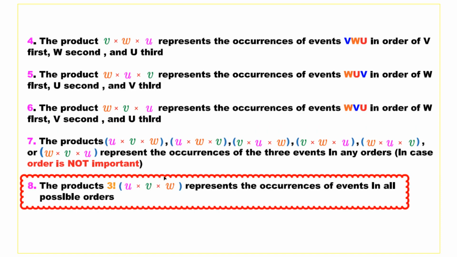And finally, the product 3 factorial times U times V times W represents the occurrences of these events in all possible orders. Why do we have 3 factorial here? Because we have 6 ways of organizing these events in 6 different orders.